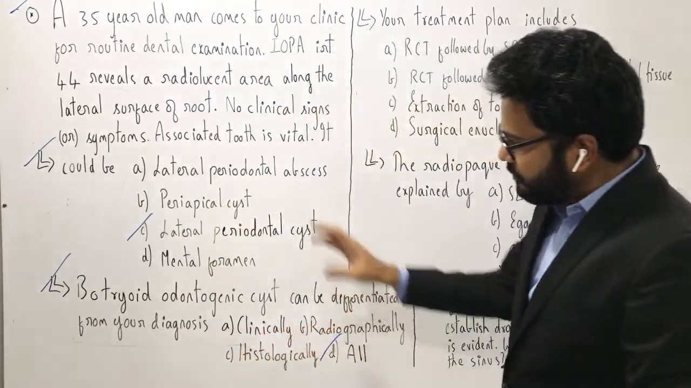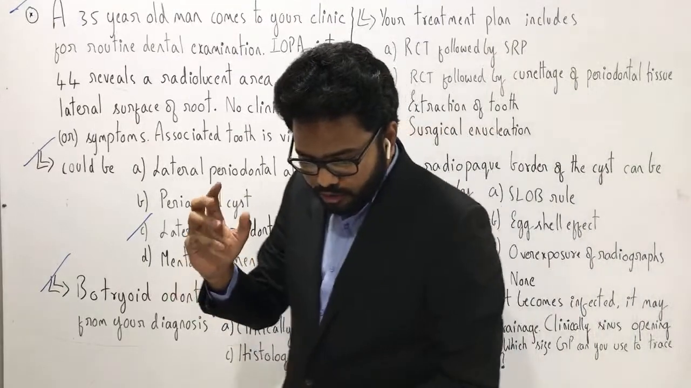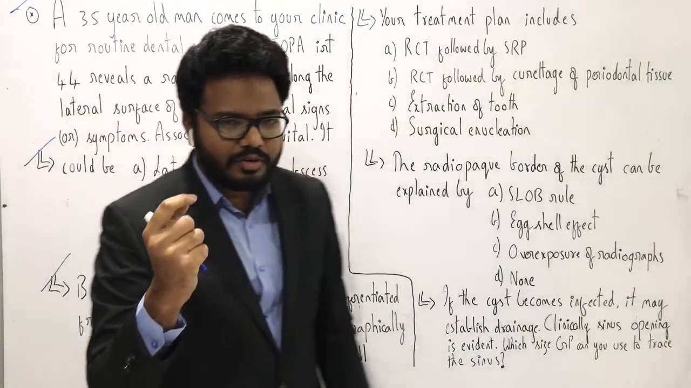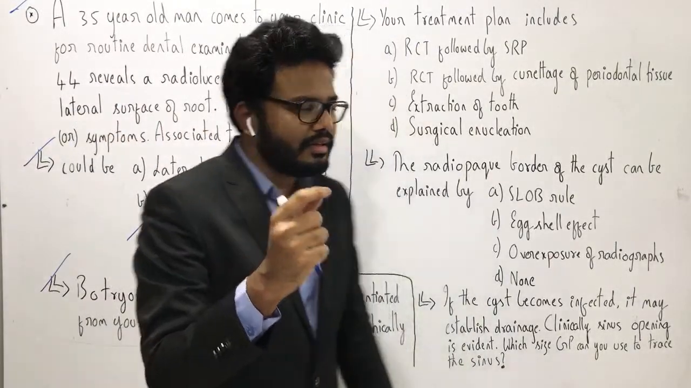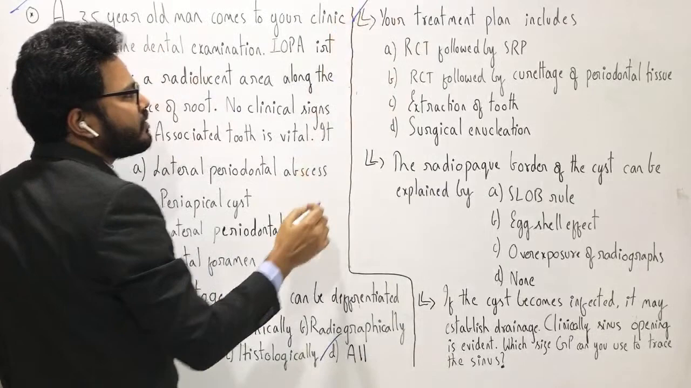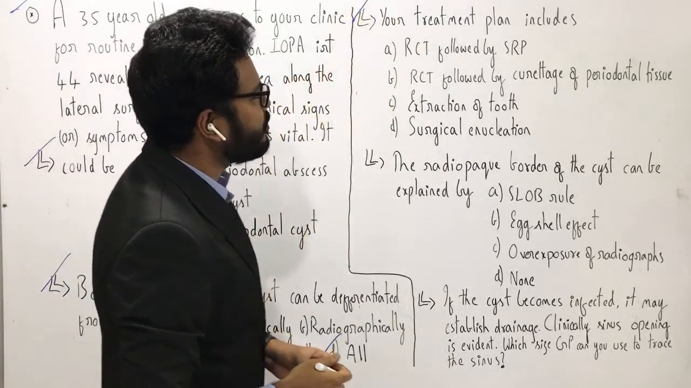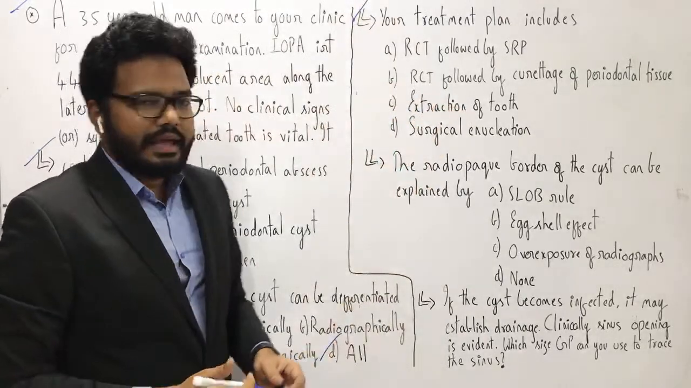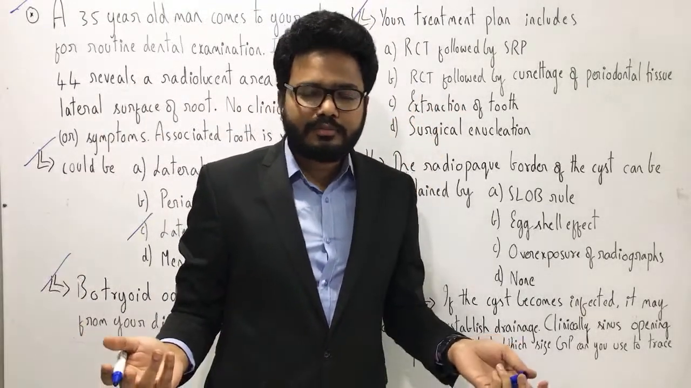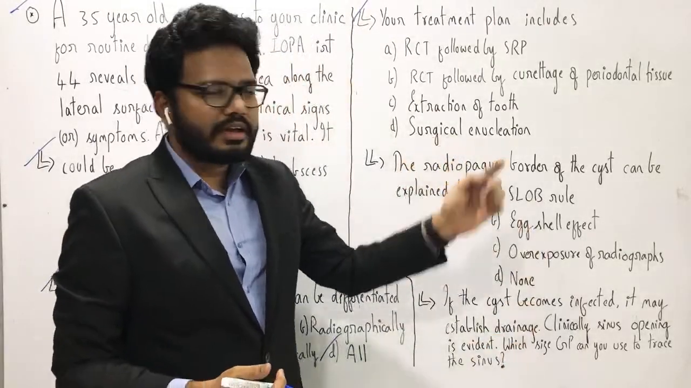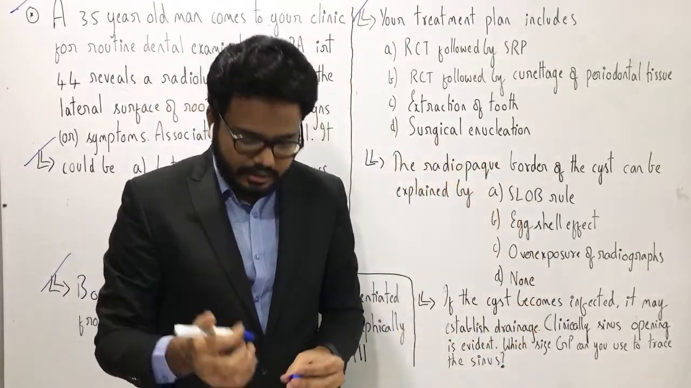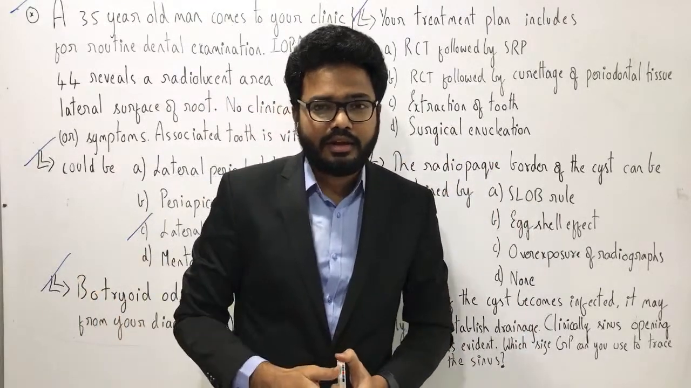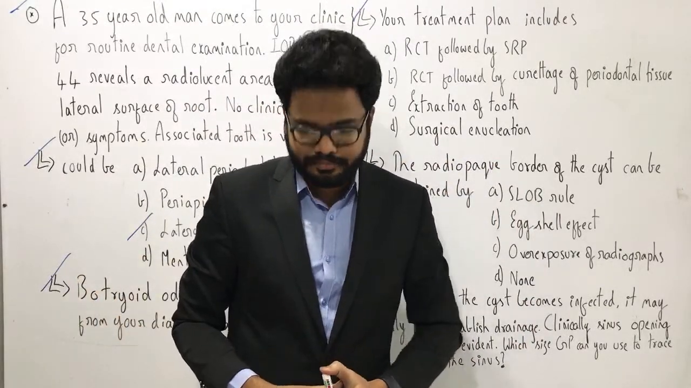Okay. Now, since we have discussed these two questions, let's move on to the third question. What would be your treatment plan in this particular case, because you diagnosed it to be a lateral periodontal cyst? Root canal treatment followed by scaling and root planing, root canal treatment followed by curettage of periodontal tissue, extraction of the tooth, which seems obvious, right? What about surgical enucleation? Which among the following would you prefer in this particular case? I've shown you the radiograph initially as well.